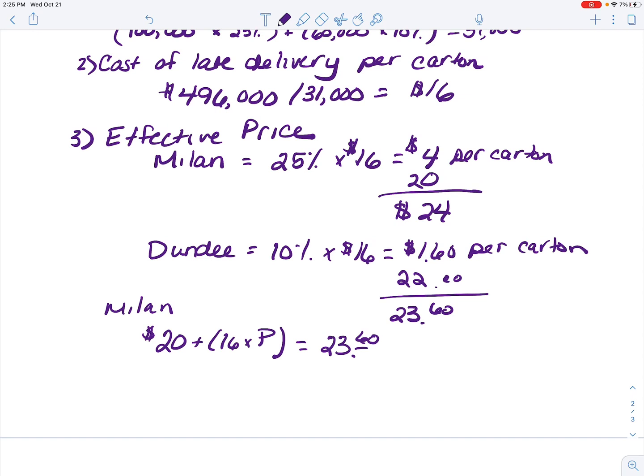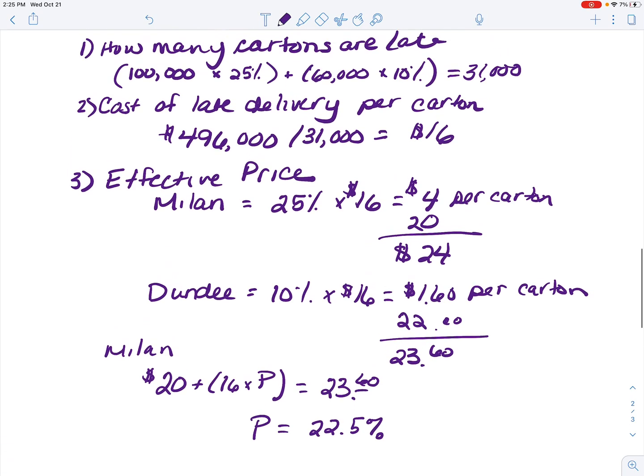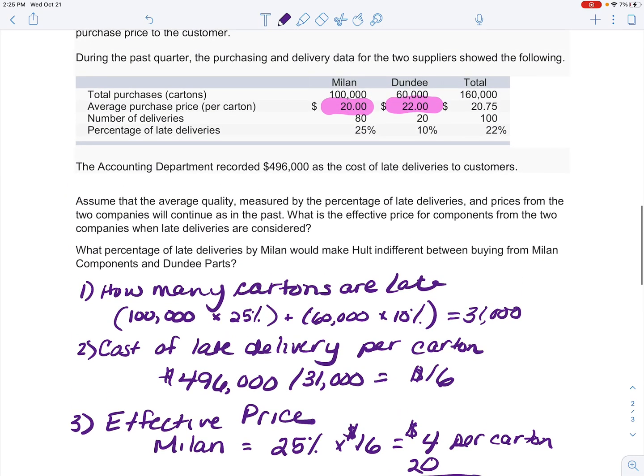So we do a little bit of algebra here, and you can solve for P, and P gives us a percentage of 22.5%. So if Milan can improve the percentage of late deliveries to 22.5%, then there'd be no difference between these two. So it's just something to consider for managers, that even though you're getting a cheaper price, that might not always actually be costing you less.